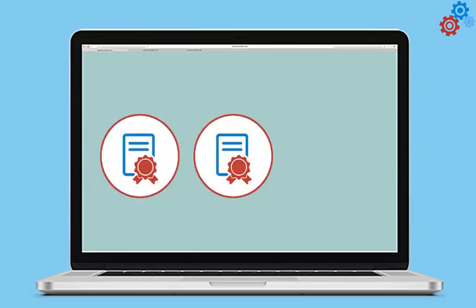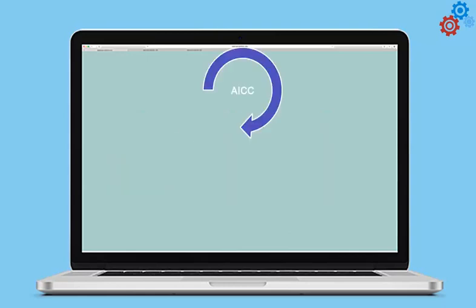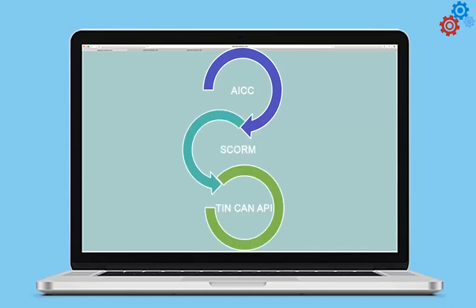3 compatibility standards are largely accepted industry-wide. After the installation and initial launch, the AICC was introduced, followed by Scorm and TINCAN API.